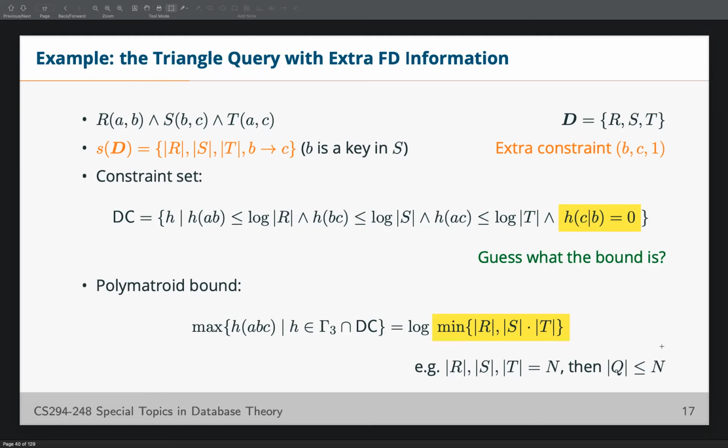And this is certainly more significant in terms of asymptotics, because now it's down to linear instead of n to the 1.5 like before.